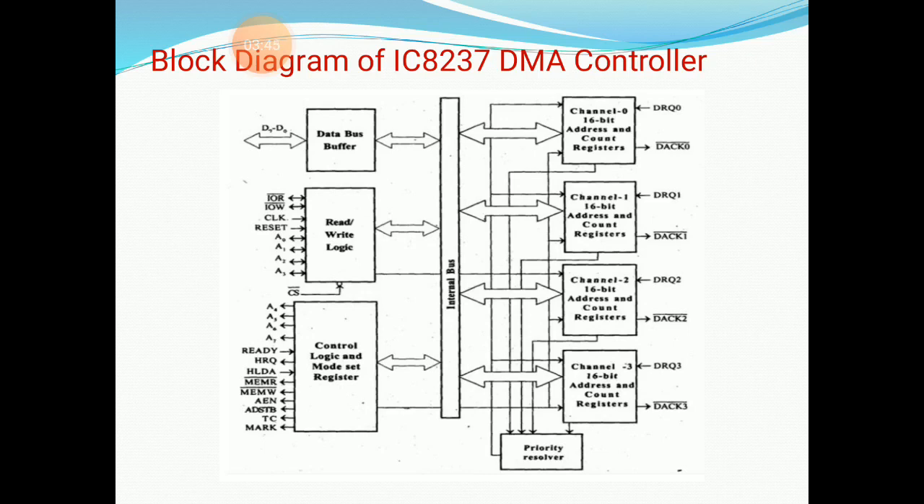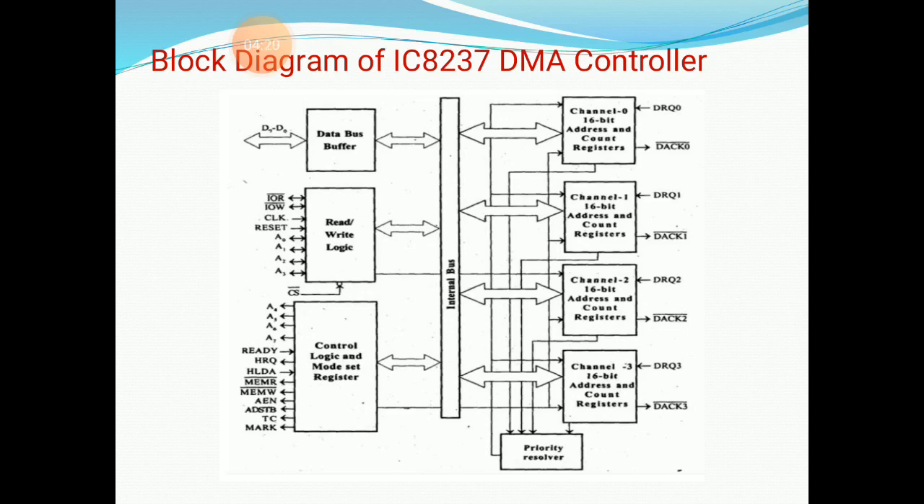The priority resolver resolves the priority among the 4 channels. That is, 4 peripherals can request the DMA service, but the DMA controller only responds to one peripheral according to the priority resolver. The data bus buffer carries data or control word or status to the DMA controller, and carries data from the memory to the peripheral or from the peripheral to the memory.